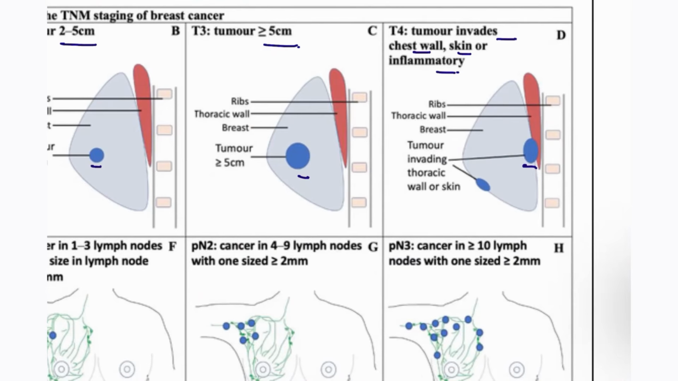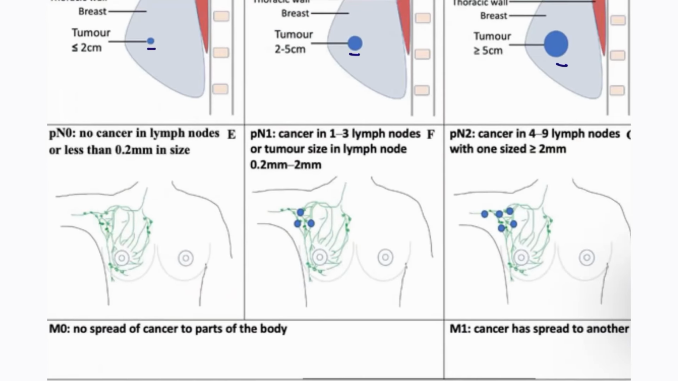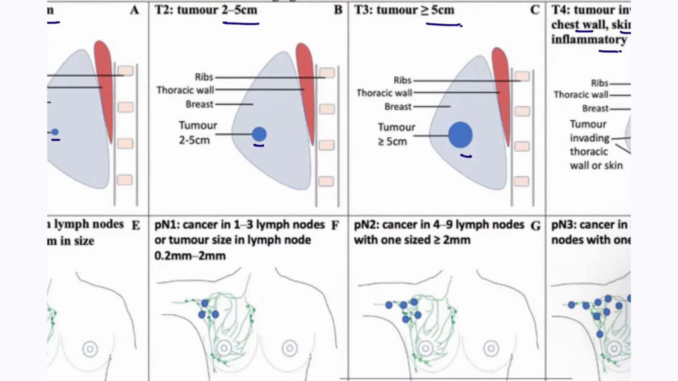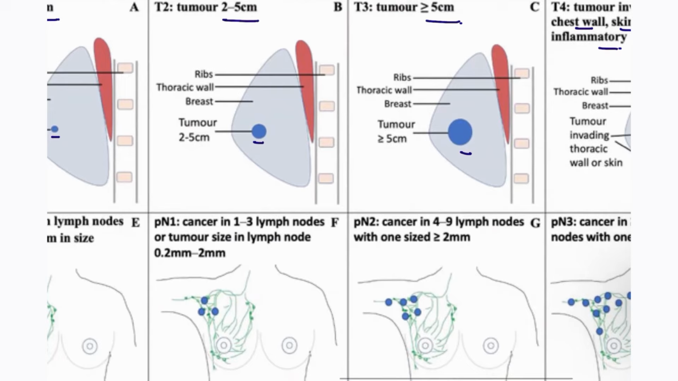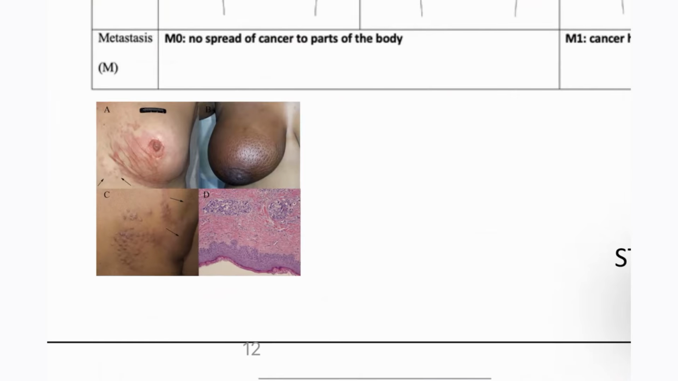That is T4. Next, in T4 we have 4A, 4B, and 4C. 4B involves the skin. Here you can see this is the 4B.